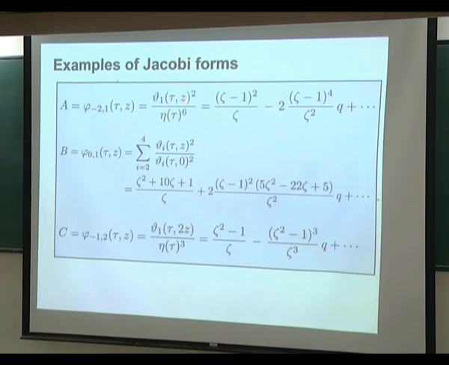So that has a 0 at z equal to 0. Another example is at weight phi 0 1, weight 0 and index 1, which we can build using the other 3 Jacobi theta functions. That's the odd one, and then the other 3.